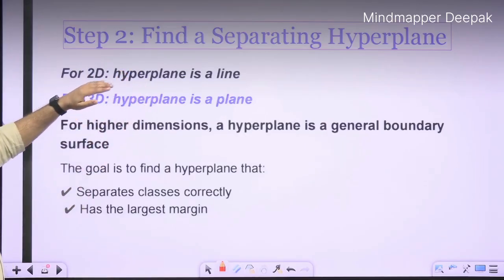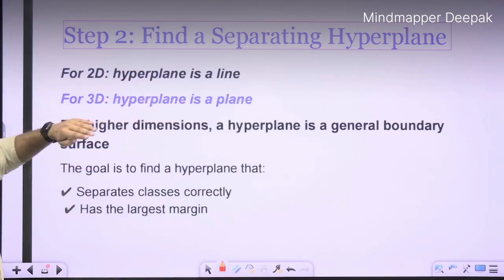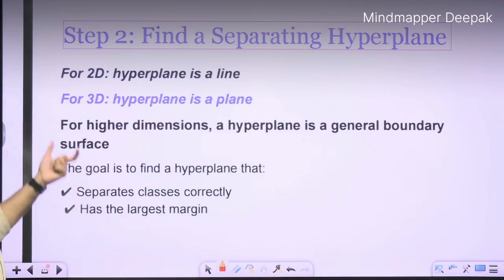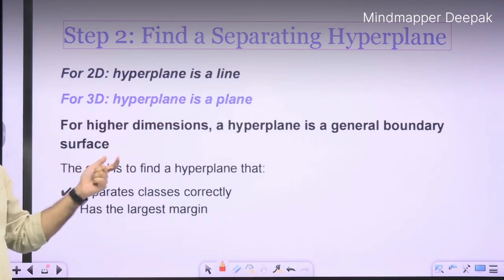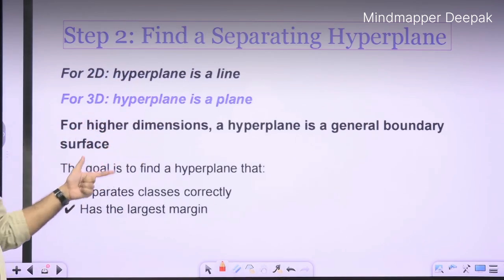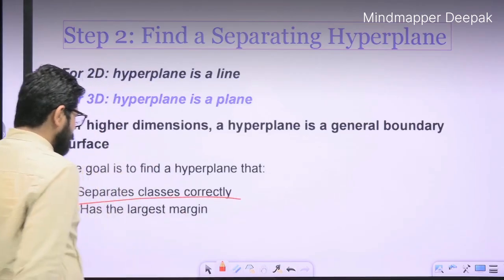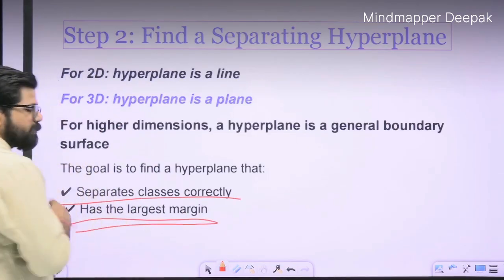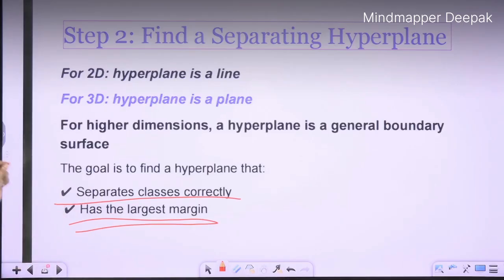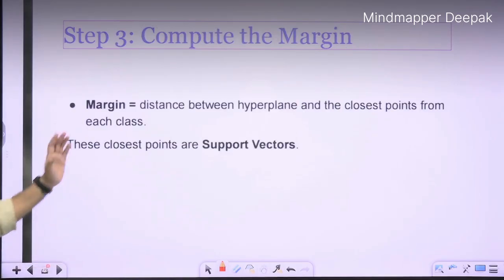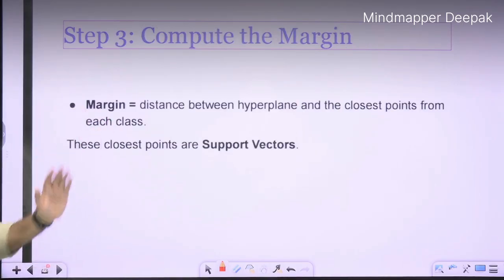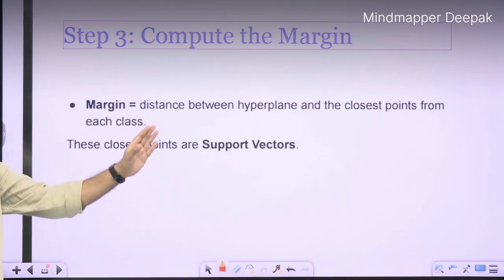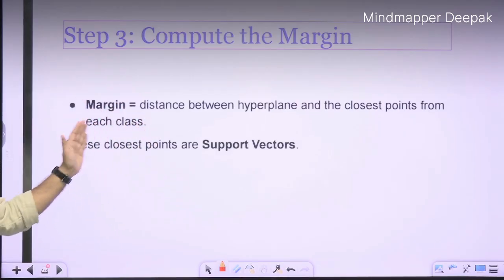For 2D, the hyperplane is simply a line. For 3D, the hyperplane is a plane. For higher dimensions, a hyperplane is a decision boundary surface. The goal is to find a hyperplane that separates the classes correctly and has the largest margin between your classes. Now, the third step is to compute the margin. How can you compute the margin? Margin is simply the distance between the hyperplane and the closest points of each class.